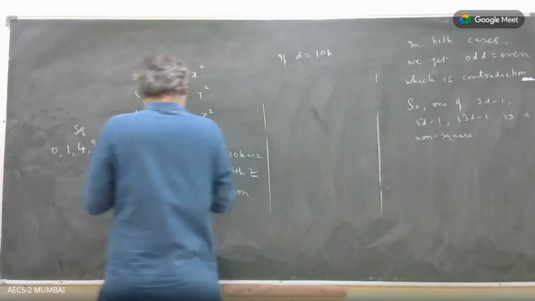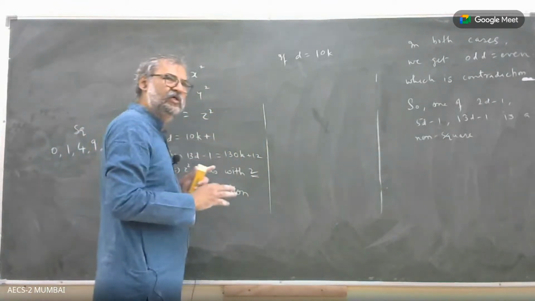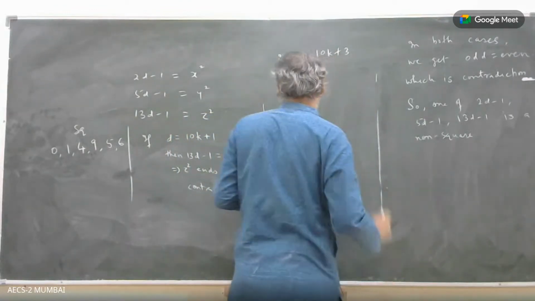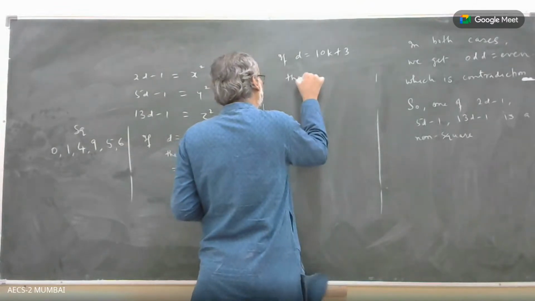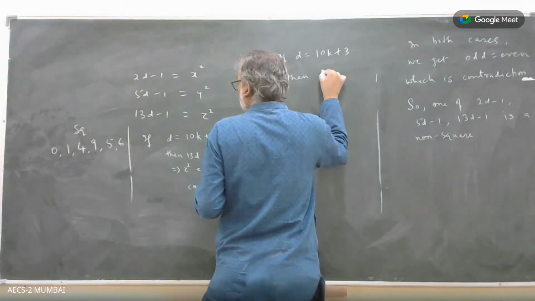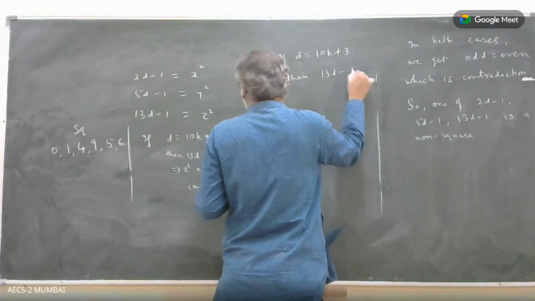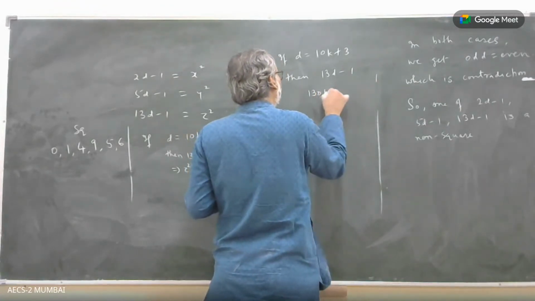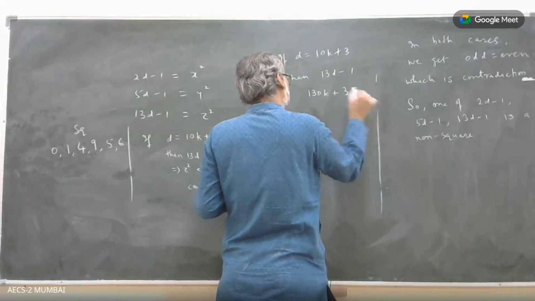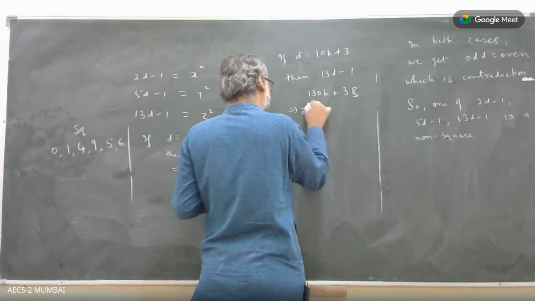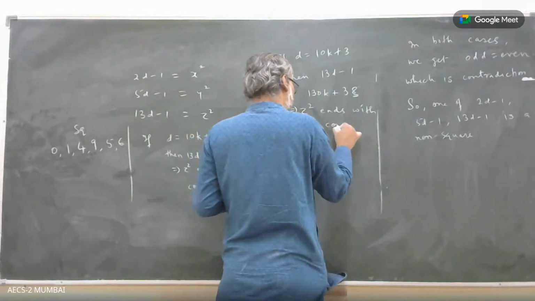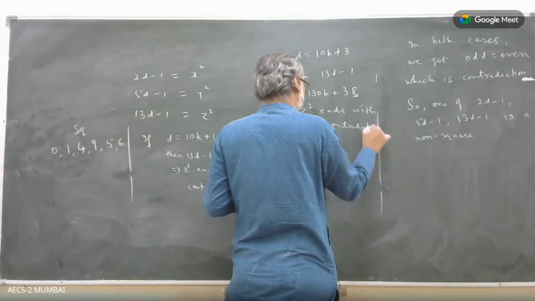In fact, we have already proved d is odd. So you need not consider 10k plus 2 and so on, and can directly go to 10k plus 3. Yes sir, in 10k plus 3, the unit digit of z squared becomes 8. For which one? Z squared, this one. Then 13d minus 1 is 130k plus 38, ending in 8. This is again not possible, since a square does not end with 8. This is a contradiction.